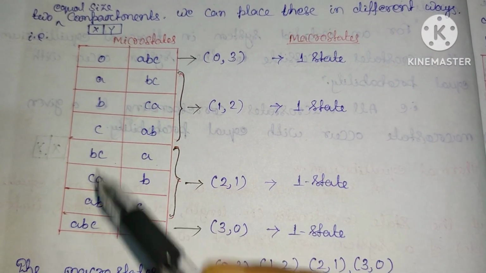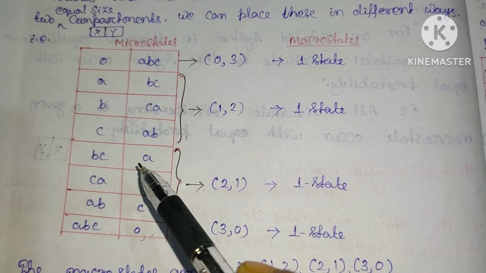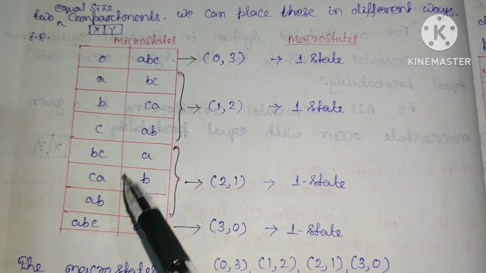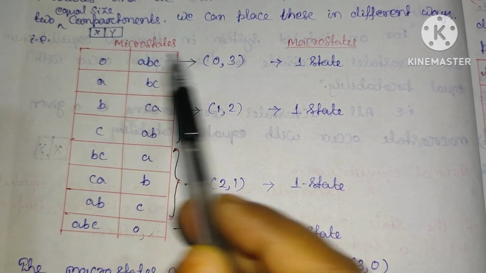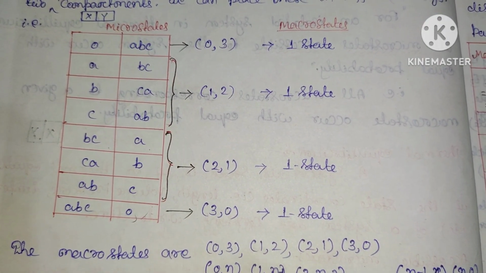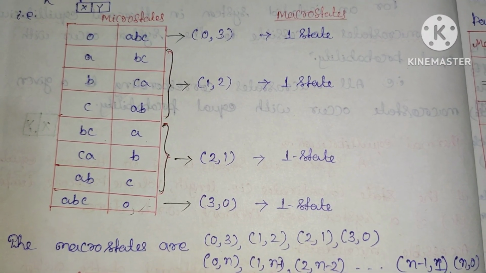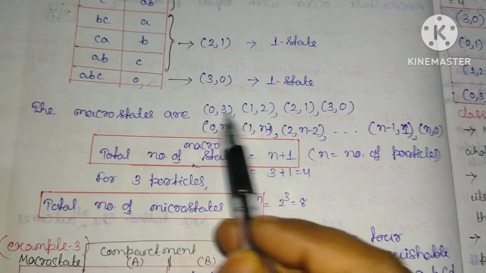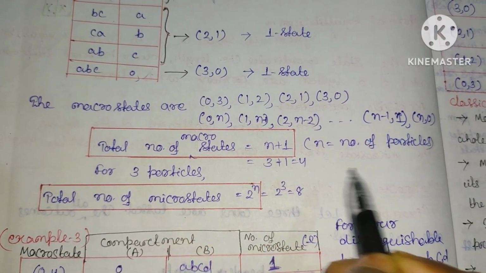So when you cannot distinguish between the particles, then this is called a macrostate, and when you can distinguish between the particles, at that time we are calculating the microstates. So these are the examples based on macrostate and microstate. So you can see more examples. So the macrostates are here. These are the macrostates.